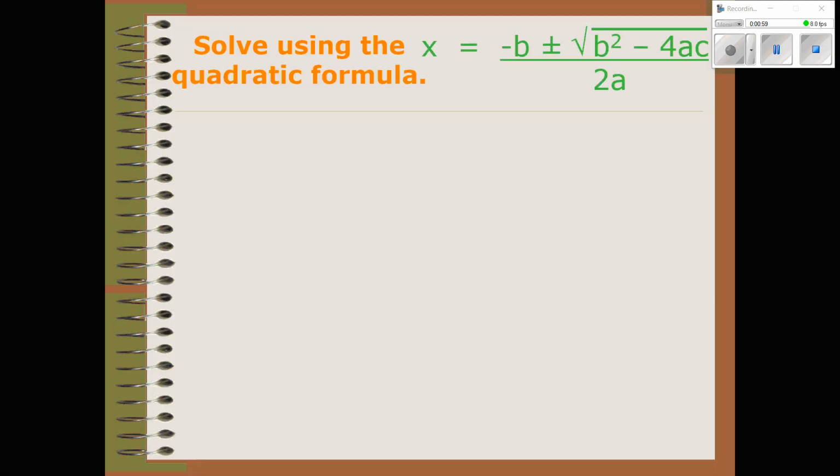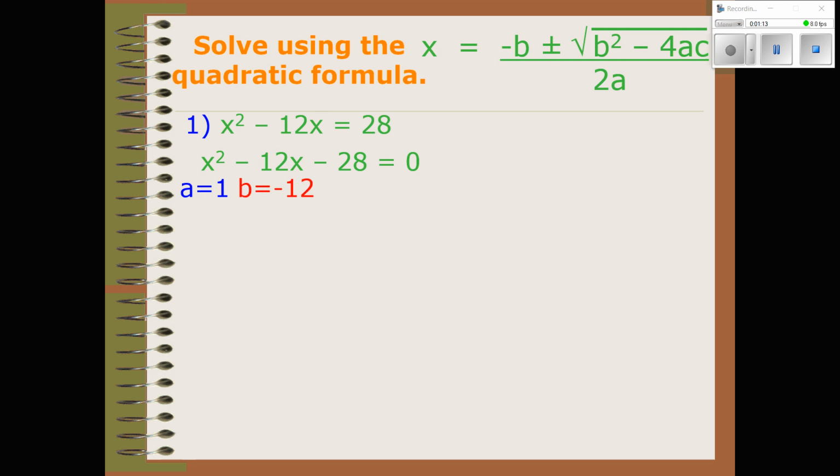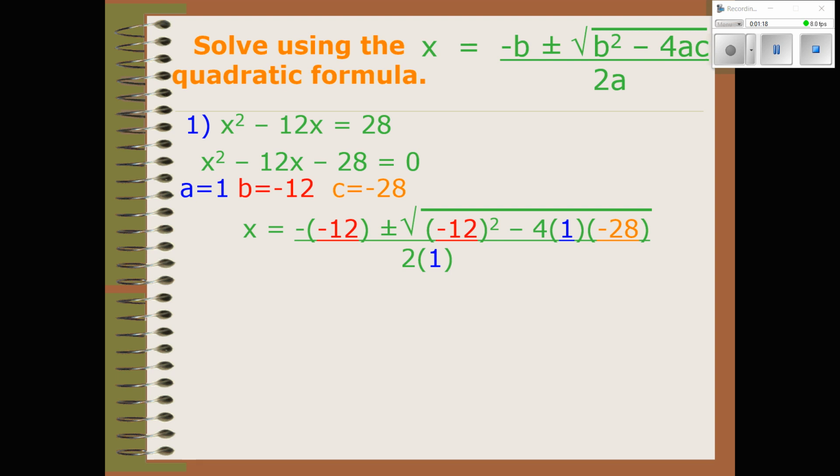To solve this, we have our quadratic equation up at the top. Let's use this one for number 1, x squared minus 12x equals 28. If I move my 28 over, now it's minus 28 equals 0, where my a is 1, my b is negative 12, and my c is negative 28. If I plug those into the quadratic equation, x equals negative times negative 12 plus or minus the square root of negative 12 squared minus 4 times 1 times negative 28, all divided by 2 times 1.